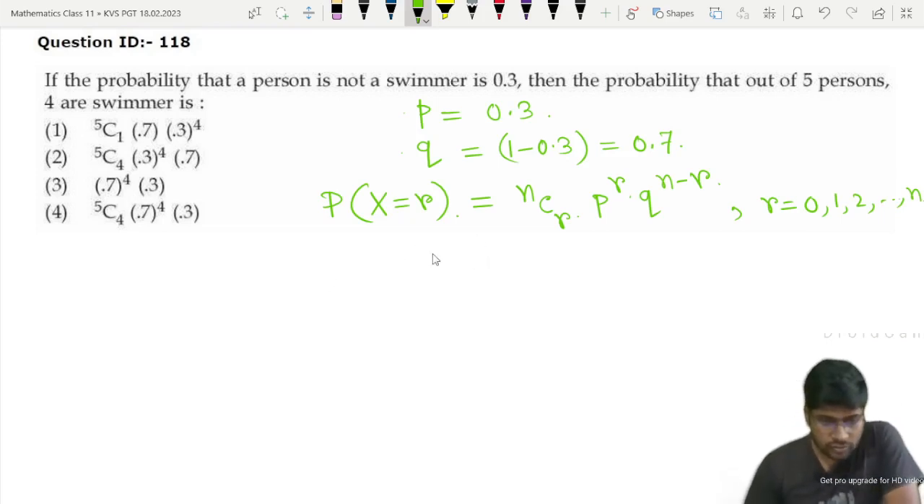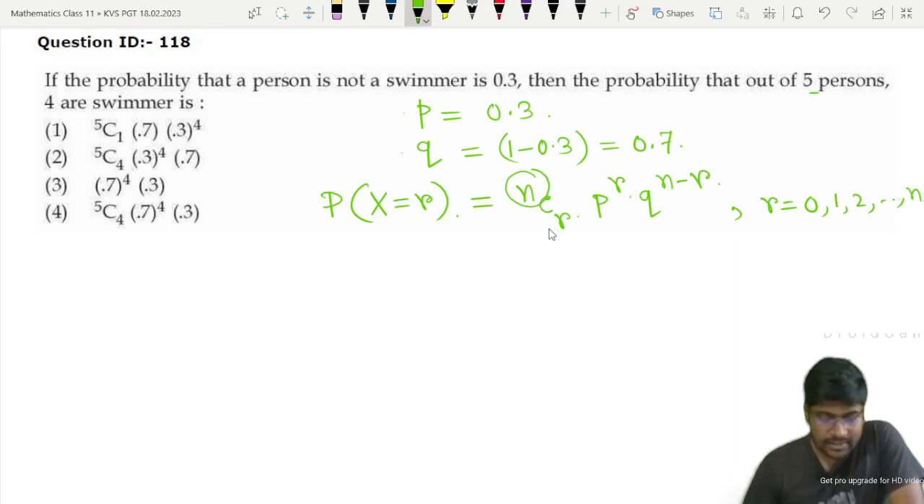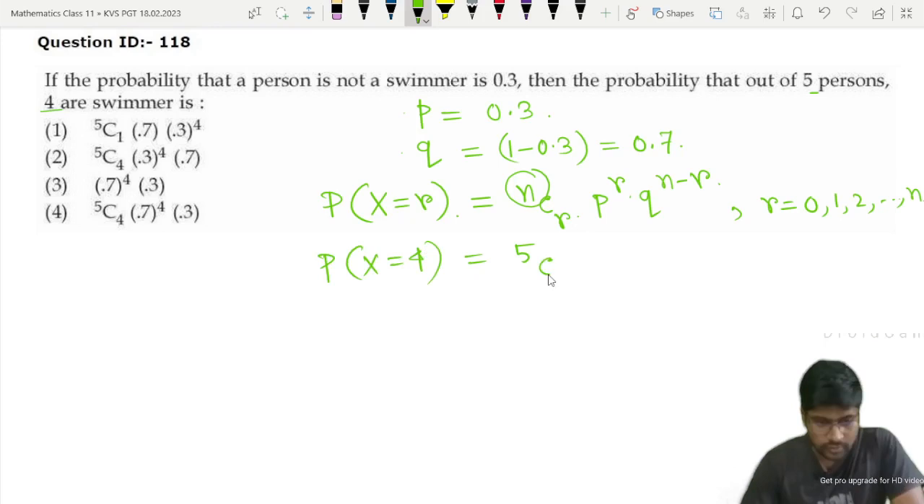Now we have to identify all these terms in this problem. n is the total number of trials. How many trials do we have? A total of 5 persons are there, so n is equal to 5, and R is equal to 4 because 4 are swimmers. So P of X equal to 4 will be equal to 5C4.